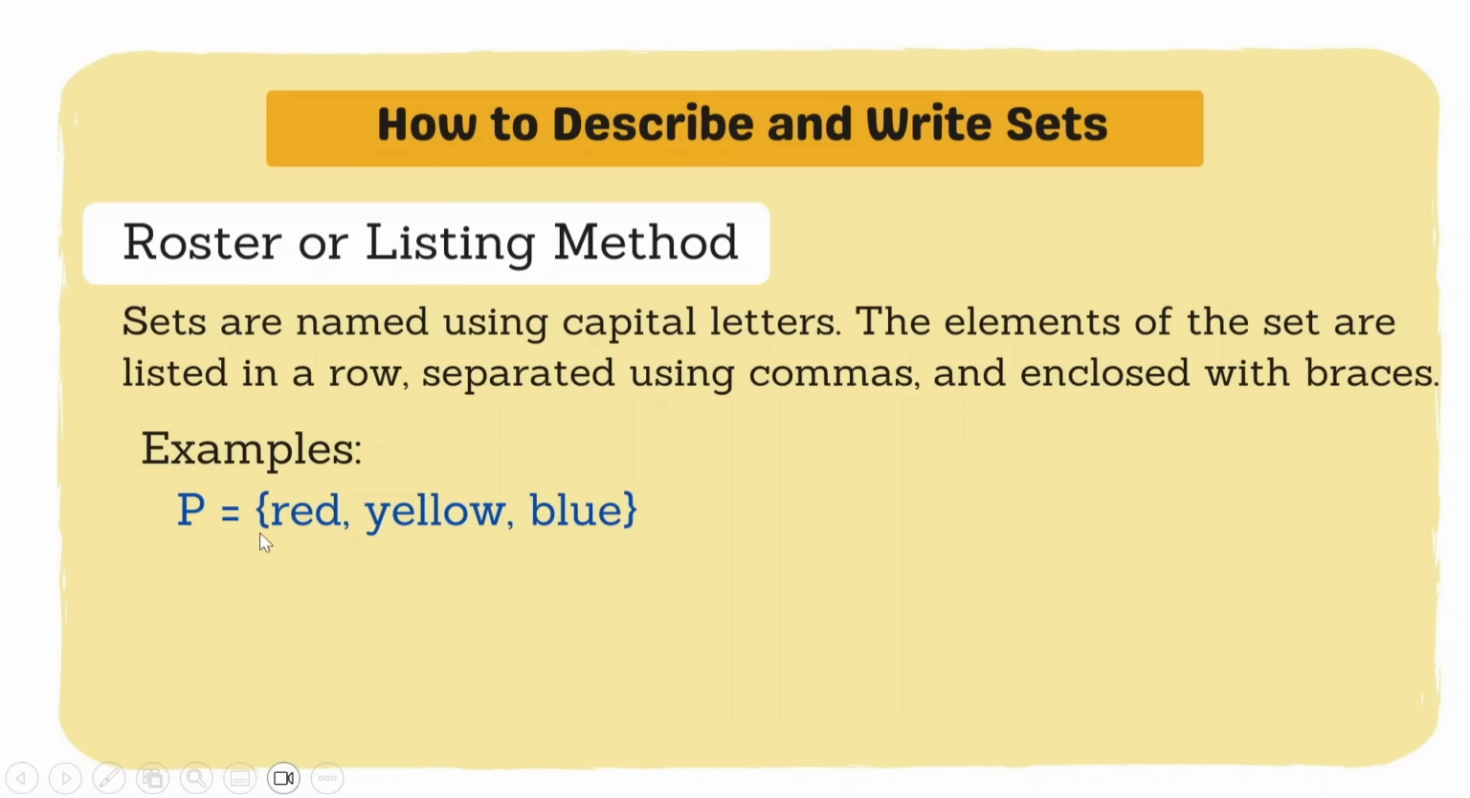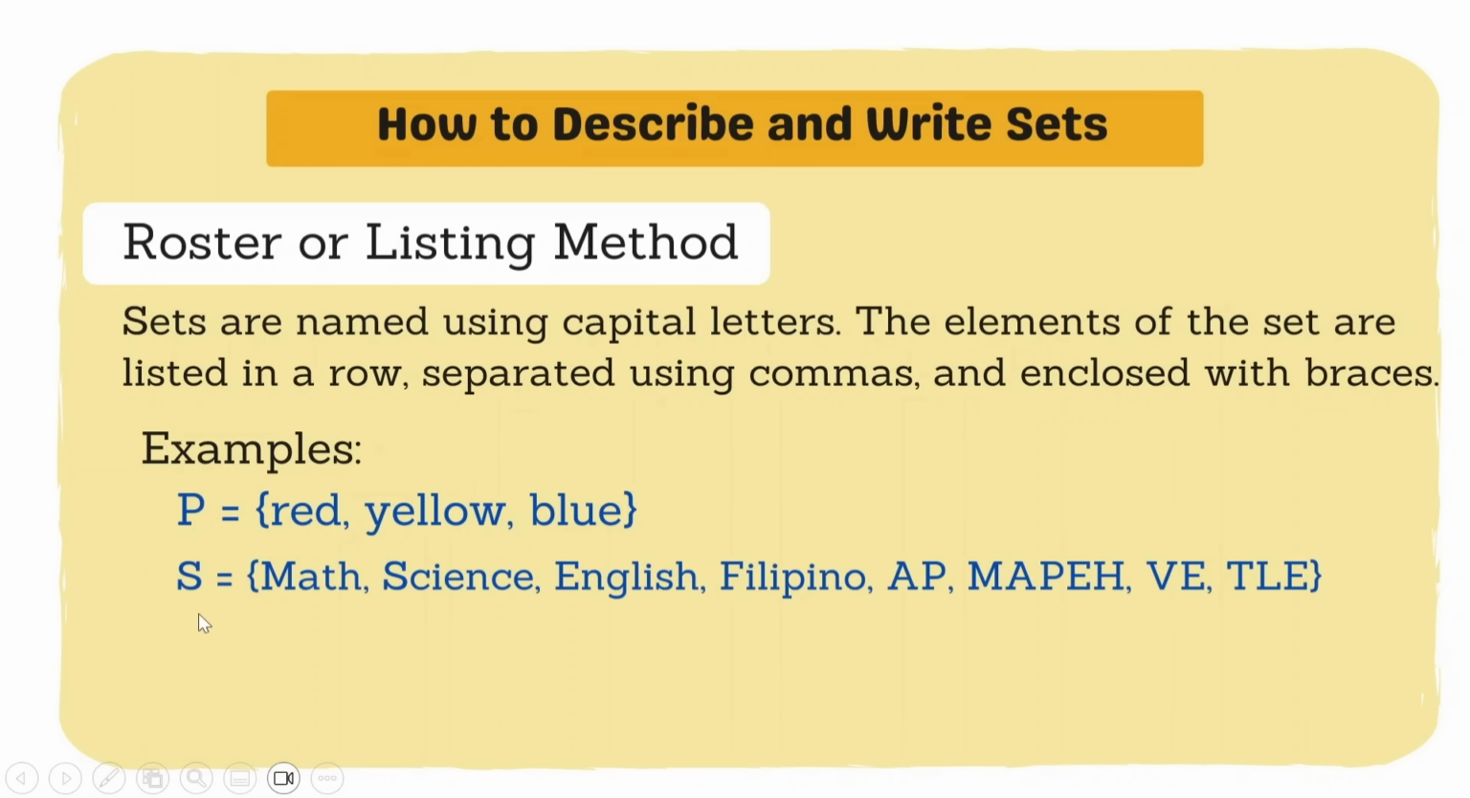These are all the primary colors, no? So nilist down na po natin mismo yung elements: red, yellow, and blue, separated by a comma. Okay, another example. We have here set S. Ito po yung mga subjects ng grade 7. So as you can see, nakalist down na ulit yung mga elements natin, and separated by comma, enclosed by braces.